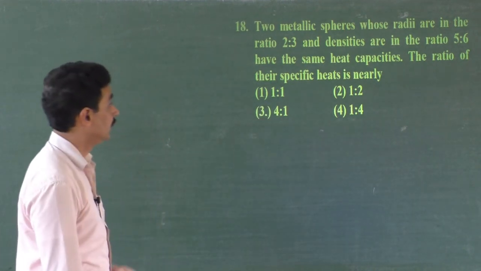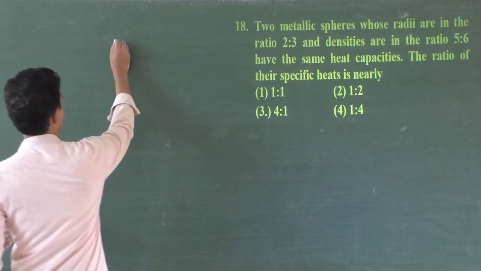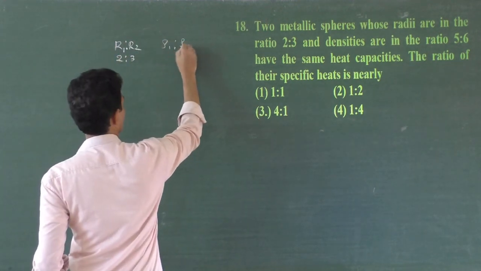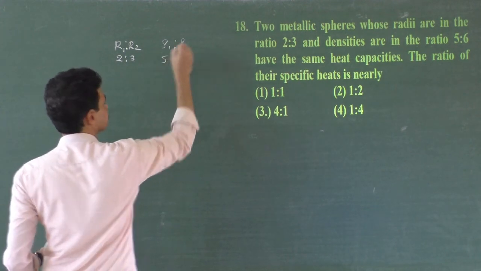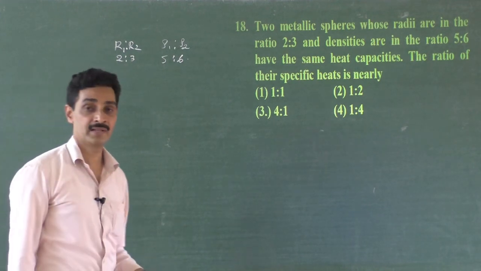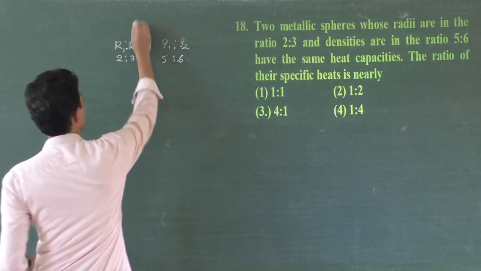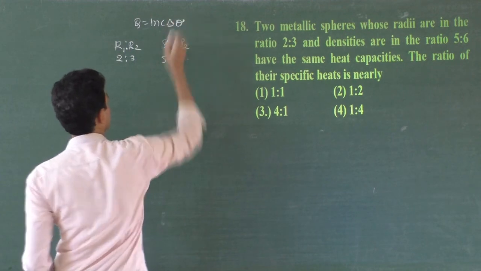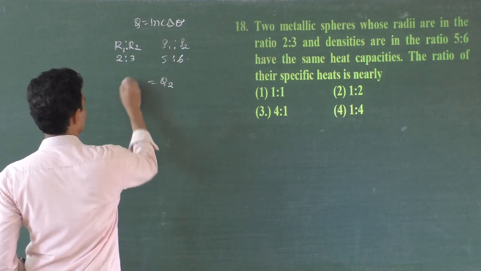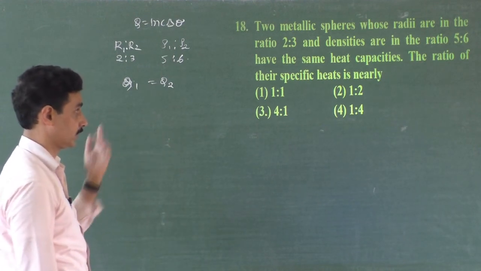Two metallic spheres whose radii are in the ratio 2:3, densities are in the ratio 5:6, have the same heat capacities. That is, the total amount of heat energy required to raise their temperature is the same. Then the ratio of their specific heat is, right? You know Q is equal to mc delta theta. Now using this, Q1 must be equal to Q2. Total heat energy must be the same when raised through the same temperature difference.